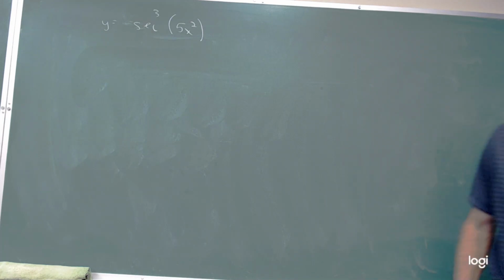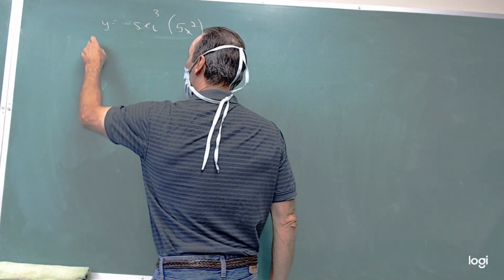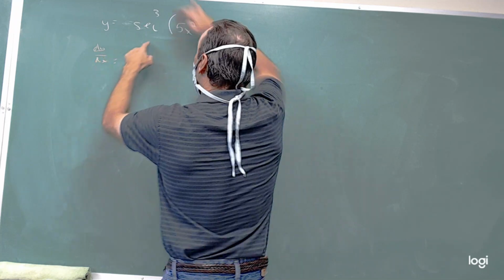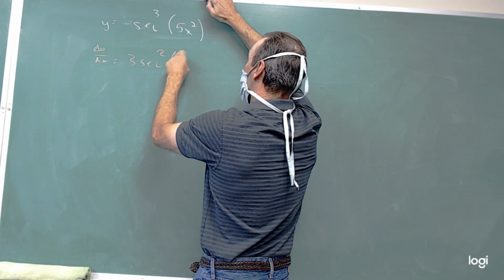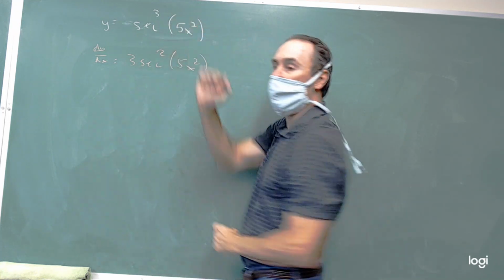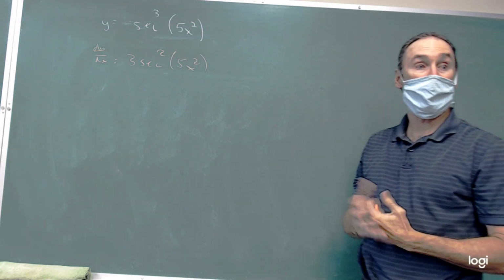So here's what we got, our 3-link chain. For our derivative, we're going to do the 3 secant to the 2nd, and everything else stays the same. So that's the outermost layer, the cube, the x cubed or u cubed.